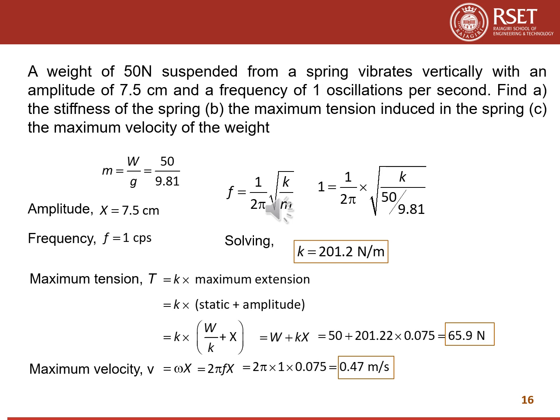Now it is given that the weight is 50 Newton, so mass is equal to W by g, that is 50 by 9.81. It is given that it vibrates vertically with an amplitude of 7.5 centimeters, so X will be equal to 7.5 centimeters. Frequency is 1 oscillation per second, that is, f is equal to 1 hertz or 1 cycle per second. Now we have to find the first one, the stiffness of the spring. So we have the equation f is equal to 1 by 2 pi square root of K by M. We know the values of f and M. From that we can find the value of K. So K is 201.2 Newton per meter.